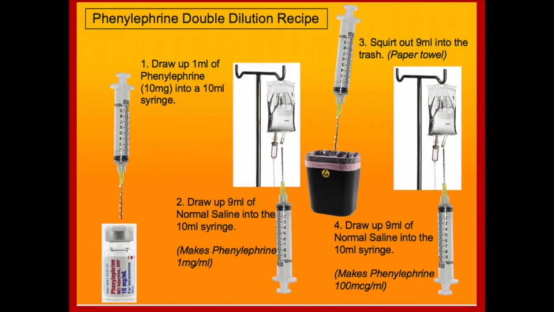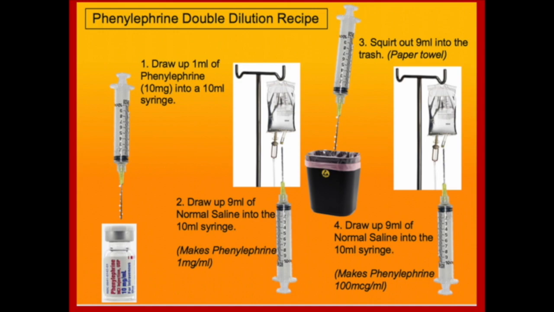So for phenylephrine, the double dilution recipe: you're going to draw up that 1 milliliter, that 10 milligrams of the phenylephrine, go into your IV, and draw up 9 milliliters of fluid. That's going to make the concentration in your syringe 1 milligram per milliliter. Then we're going to spray out into a trash can or a sharps container, whatever you want to do. You're going to squirt out all but 1 milliliter.